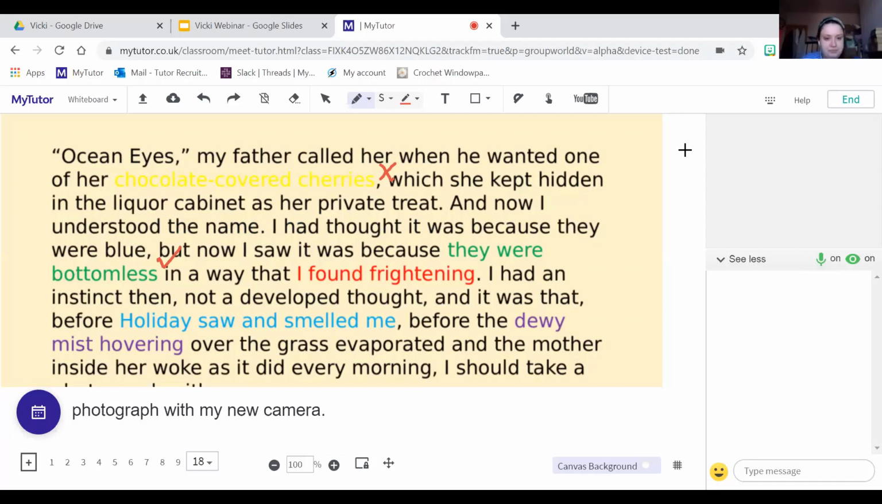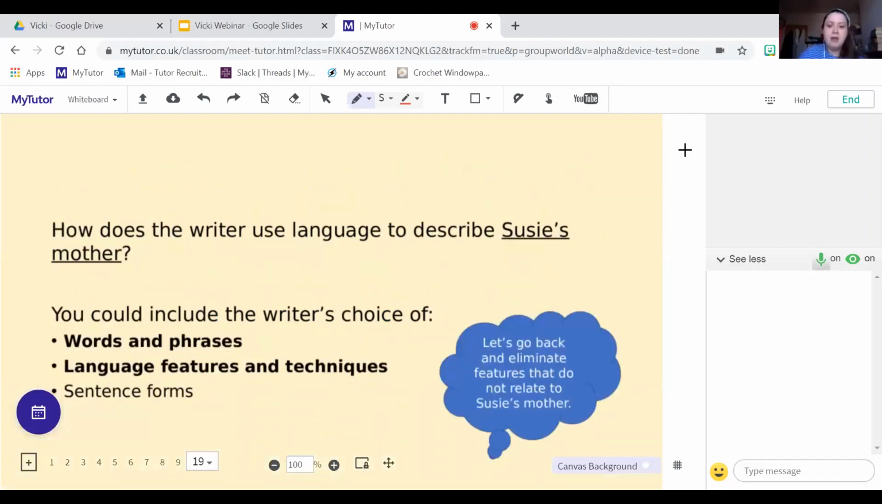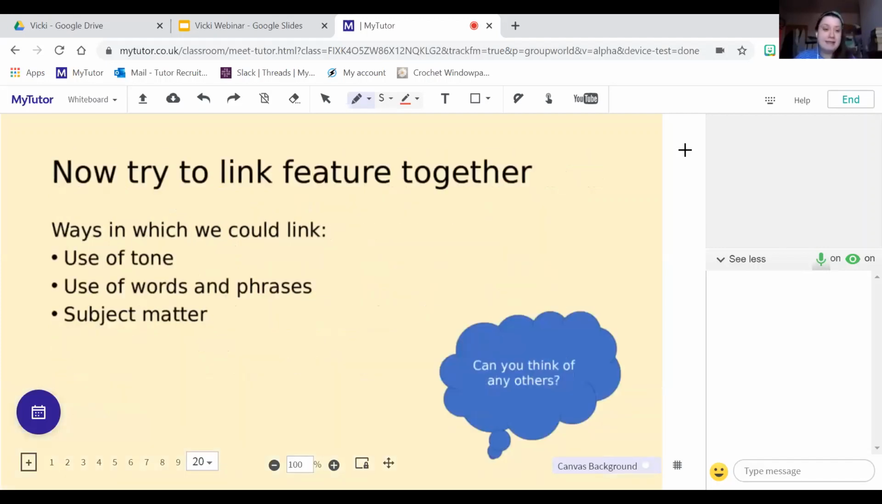And in a way I found frightening. Now, could we talk about that? That is referencing sort of how Susie feels about her mother, but I would say probably not. Holiday saw and smelled me, so that's all about the holiday and Susie, so probably not with that one. And dew mist hovering, so that is about the holiday. Sorry, I'm losing my voice a little bit. So we've gone back and we've eliminated.